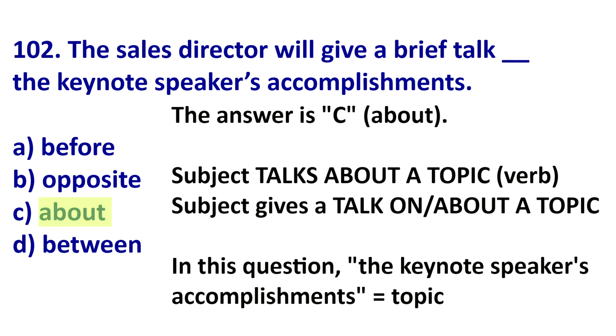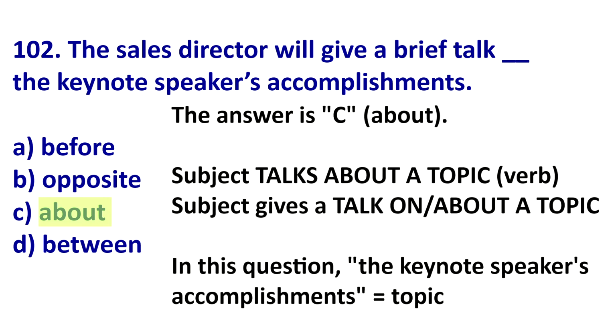Now, we know that when we use the verb talk, somebody talks with or to another person. However, somebody talks about the topic. The same is true when you use the noun talk. Somebody gives a talk is basically somebody gives a lecture, somebody gives a speech. And you can give a talk about something or give a talk on something.